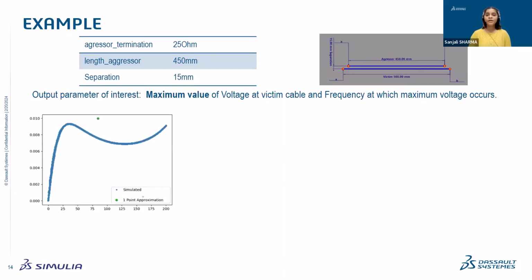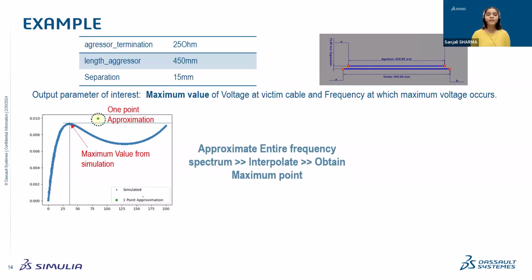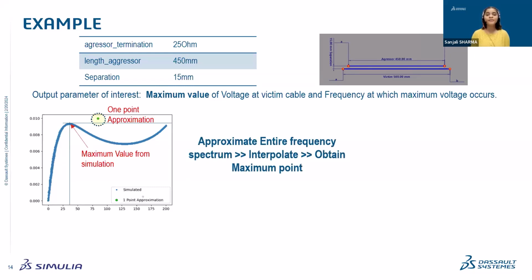So if we directly estimate the maximum value, we get a 1 point approximation, which is indicated here by this green dot. If we compare this maximum value with the one we get from the simulated results, the difference is huge. As you can see, the maximum value from the simulation is somewhere here, and the 1 point approximation is giving us a value somewhere here. So we figured the best way is to approximate the entire frequency spectrum first, then interpolate the data, and then obtain the maximum point. It gives us far better results.